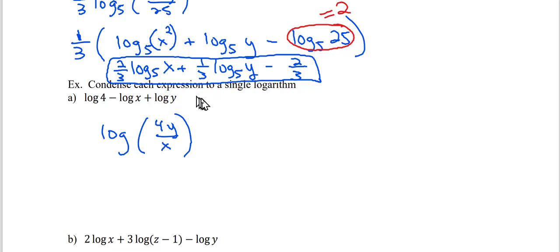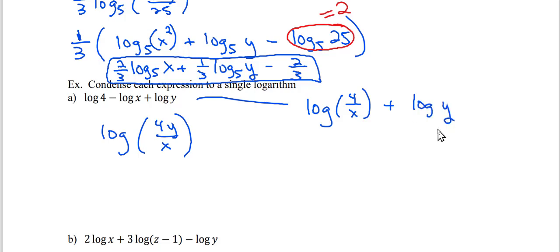If you need to see the actual steps using the properties, if we bring those first two together, we get 4 over y. 4 over x. And then when we combine those, that's going to be a product. So that's how you get it actually using the properties, one at a time.